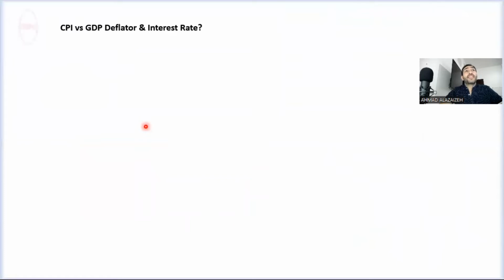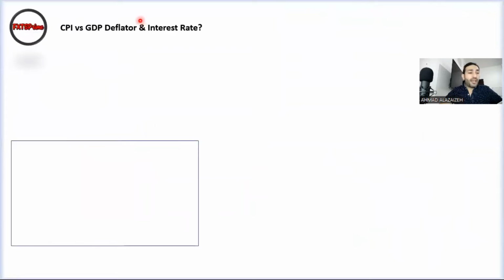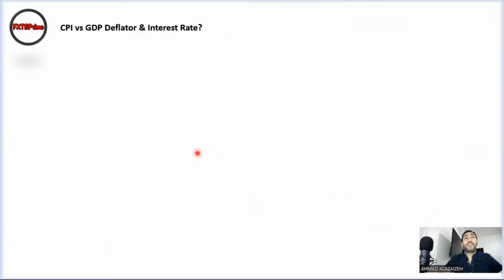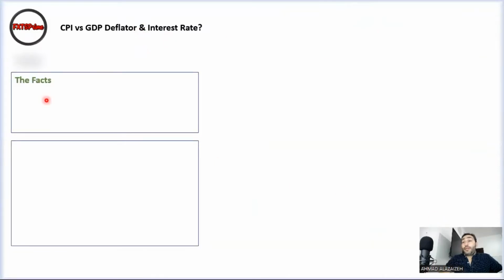Now let's discuss the CPI versus the GDP deflator and the interest rate. This is very important. There are some facts which you need to know. The CPI is about the consumer. It's not about productivity. The CPI measures consumption only, it doesn't measure productivity. To measure productivity, you need to look into the GDP calculation.